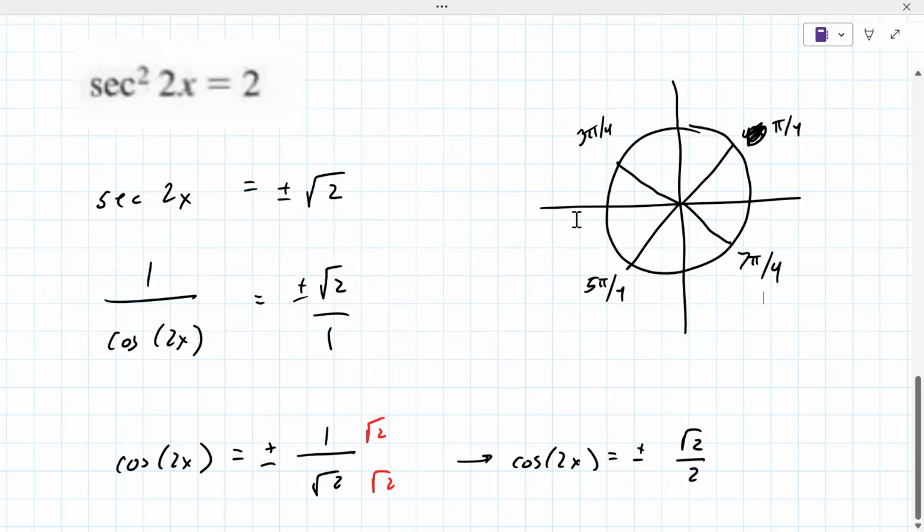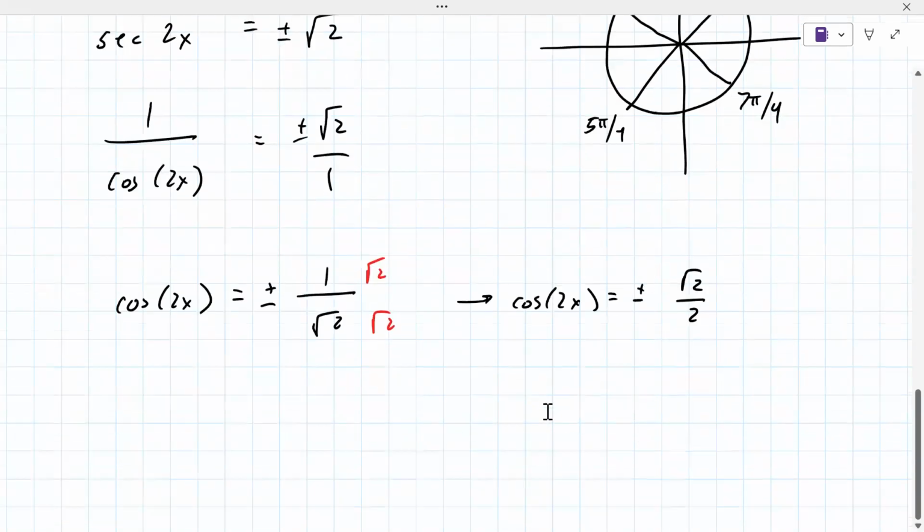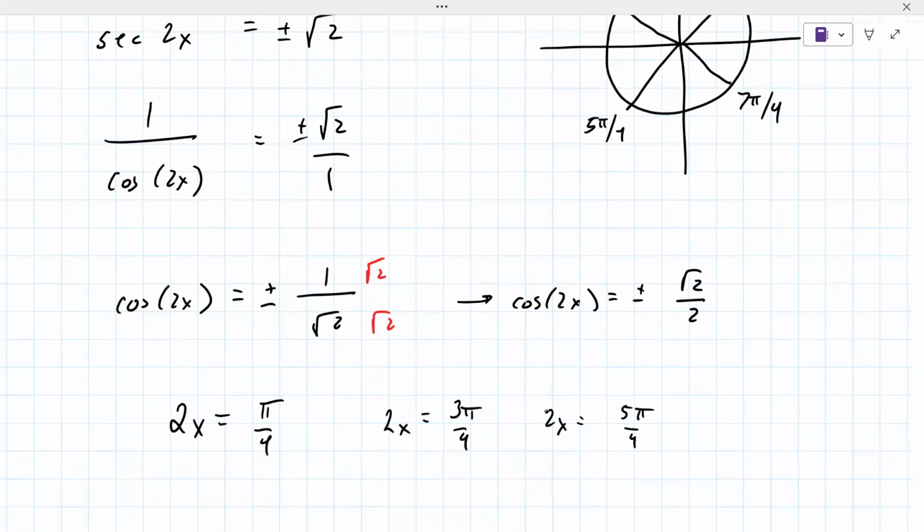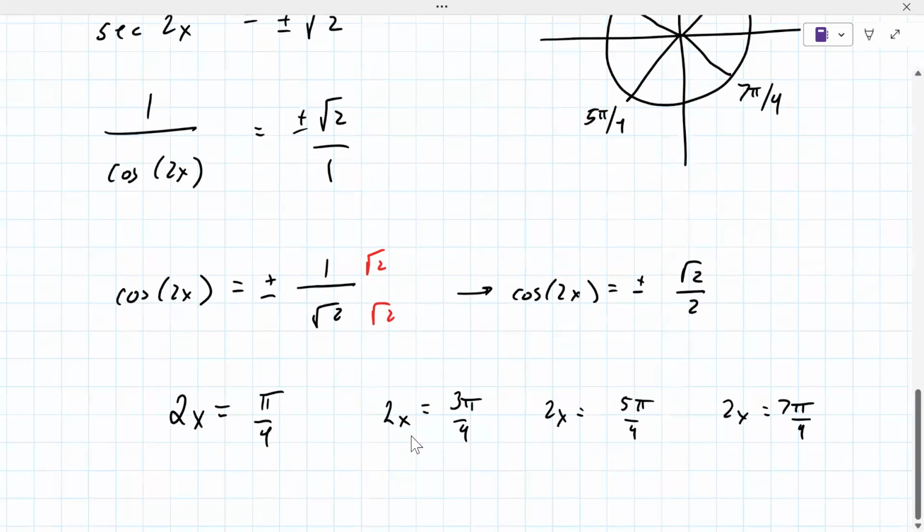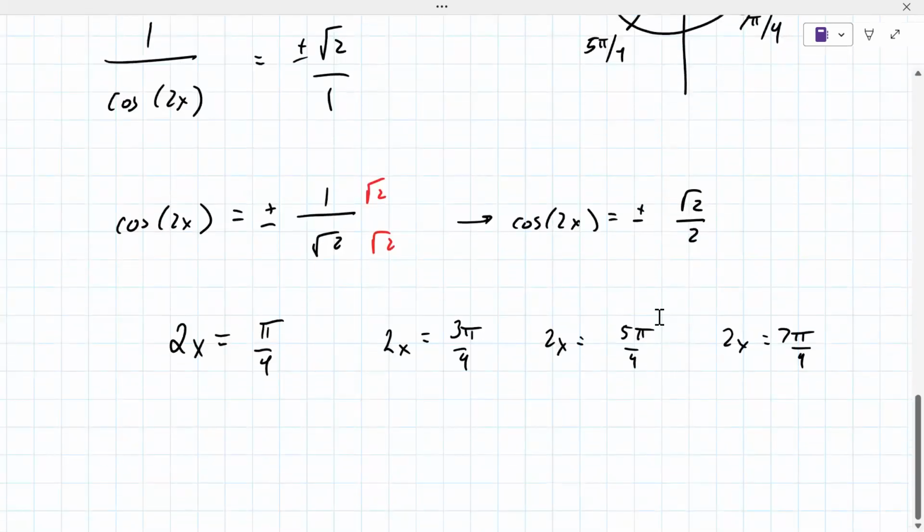Okay. Now, you got to deal with this 2x. So it's where 2x equals pi over 4. And it's where 2x equals 3 pi over 4. And it's where 2x equals 5 pi over 4. And it's where 2x equals 7 pi over 4. So for all of these, you're dividing by 2 or multiplying by 1/2. So it ends up being pi over 8, 3 pi over 8, 5 pi over 8, 7 pi over 8.